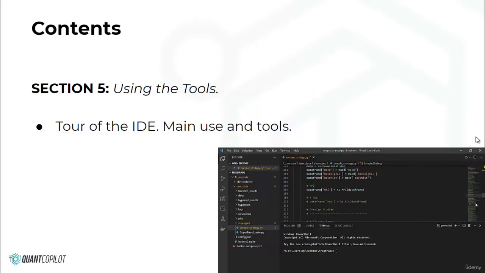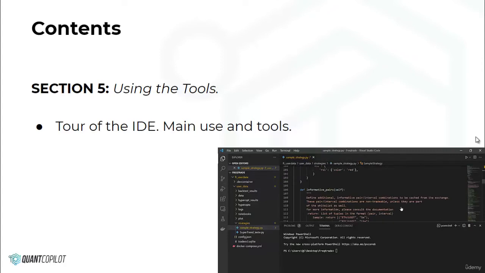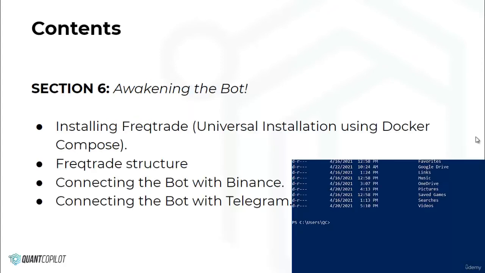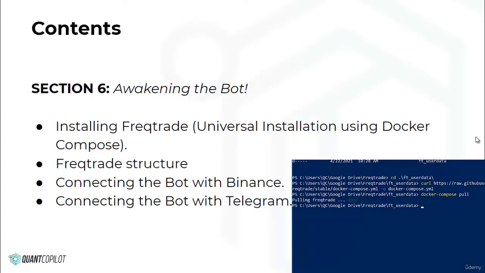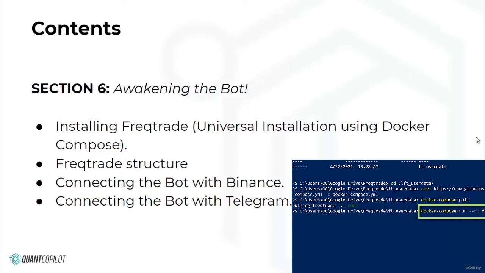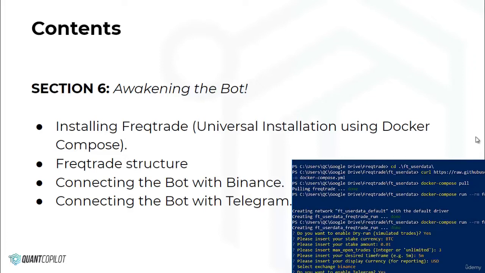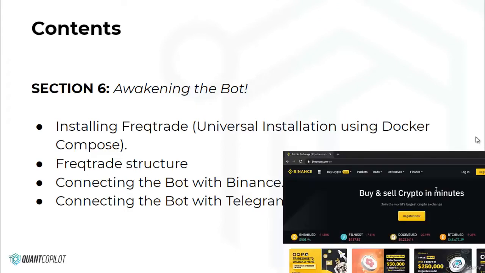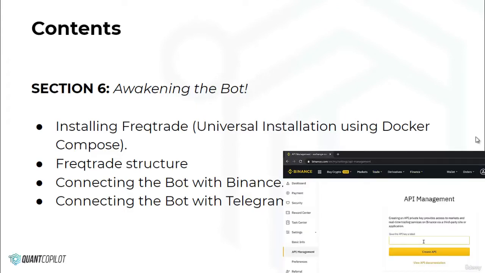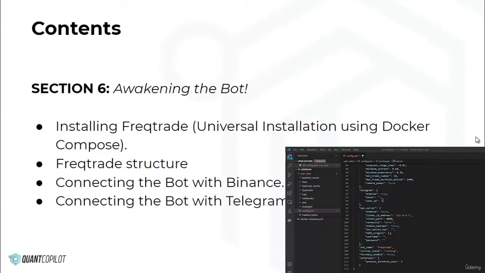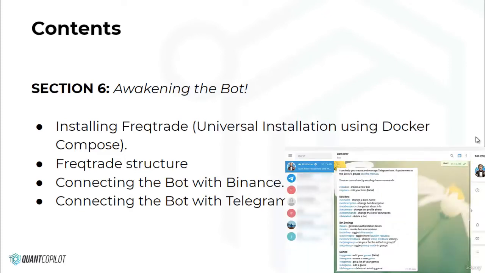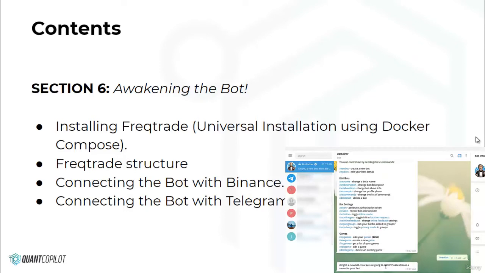In section 5, we'll see how to use these tools, taking a tour for our programming environment and its main features. In section 6, we'll start with our bot. We're going to be installing FreqTrade in the easiest way. If you already know about this bot, you will know that it can be a little bit complex and difficult to install because of all its dependencies and related packages, but thanks to Docker and Docker Compose, this process is really simple and quite easy. Then we'll be looking at the structure of our bot and later making the necessary connections, for example, the connection with Exchange so the bot can interact with real data, and the connection with our Telegram application so the bot can send us notifications directly to our phone.